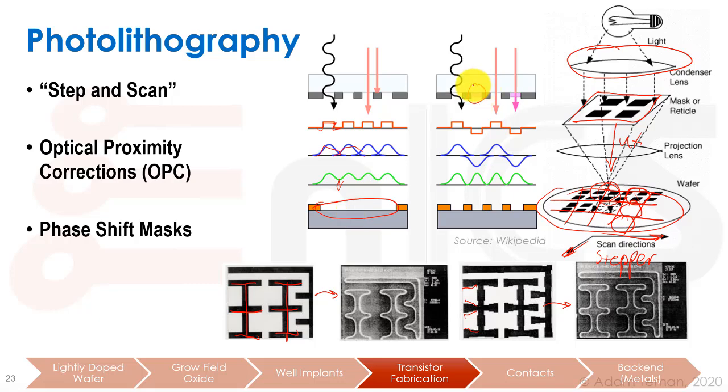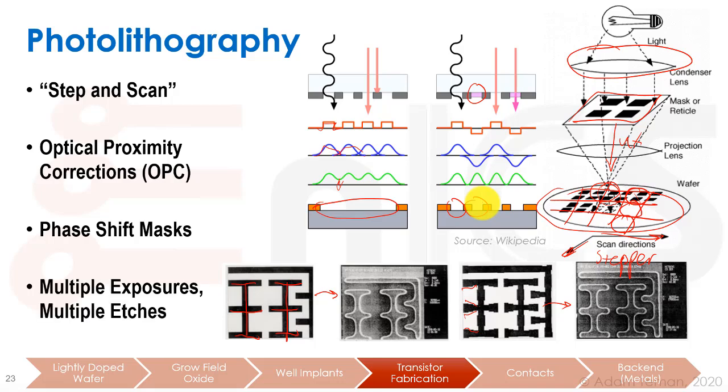Like, for instance, we can change the phase of adjacent slats here, and what we get is, instead of this merging of the two waves, we get actually the waves that negate each other. And doing this, we can get really nice resolutions. So that's another trick that's done a lot using phase shift masks.